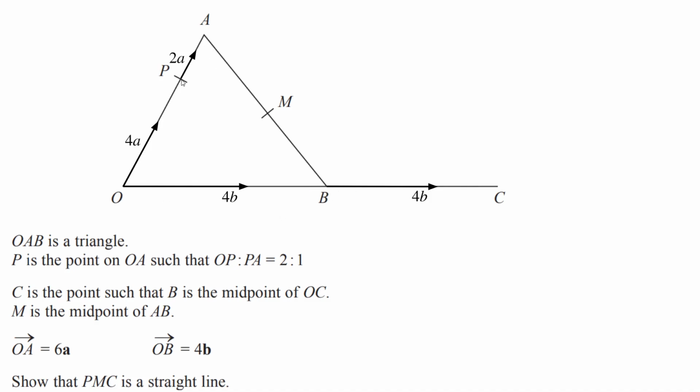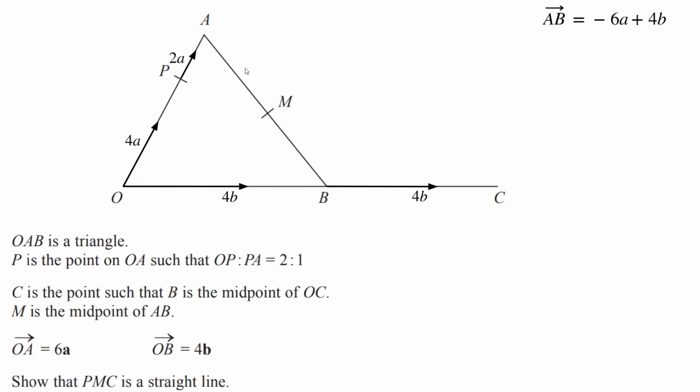Okay, so we want to get from P to M. Well, we know that we can get from A to M, or M to B, or BM, MA. But let's just figure out A to M, because we can say that AB is minus 6A plus 4B.